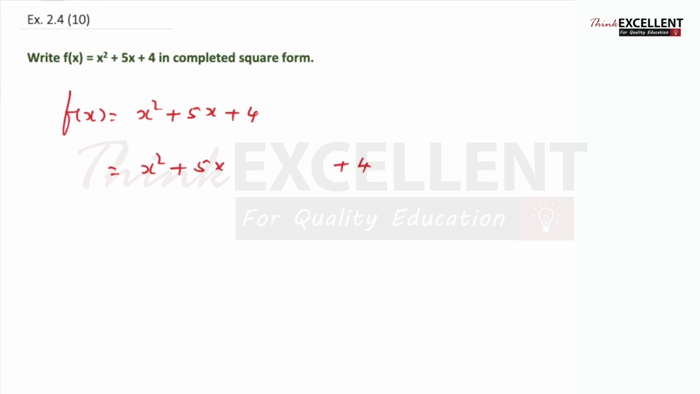Okay, x coefficient. What is the x coefficient here? 5. Take half of that, 5 by 2. Square it, 25 by 4. So you put plus 25 by 4 and minus 25 by 4. That plus 4 is already in the question. Now we group the first 3 terms, it will be a perfect square.